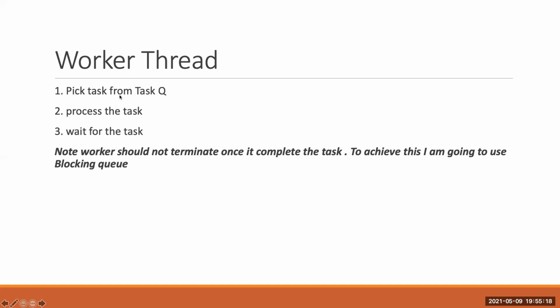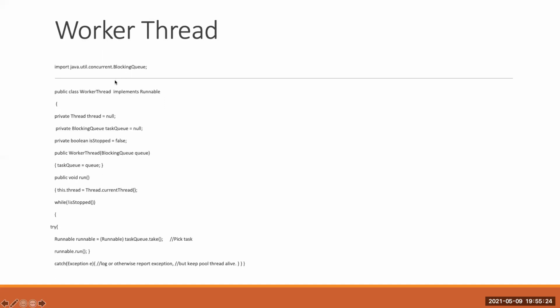Now, with this point, let's see how to create the worker thread. I have created the worker thread. It's implementing the normal runnable interface. When we create this worker thread, it will accept the blocking queue. Blocking queue means it will get the access permission for that blocking queue, through the constructor itself.